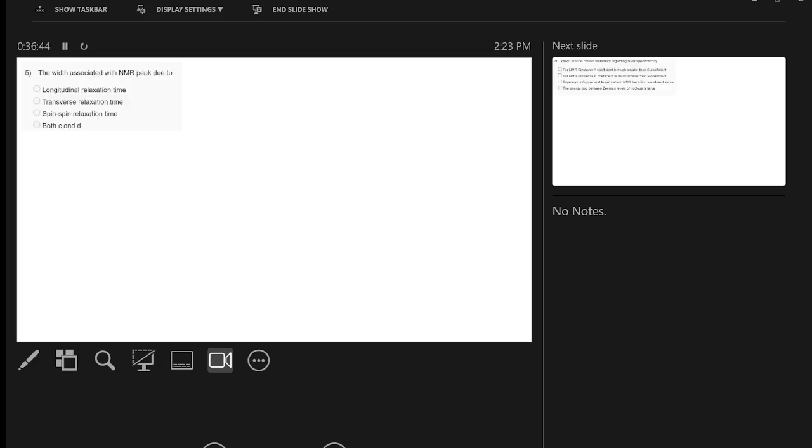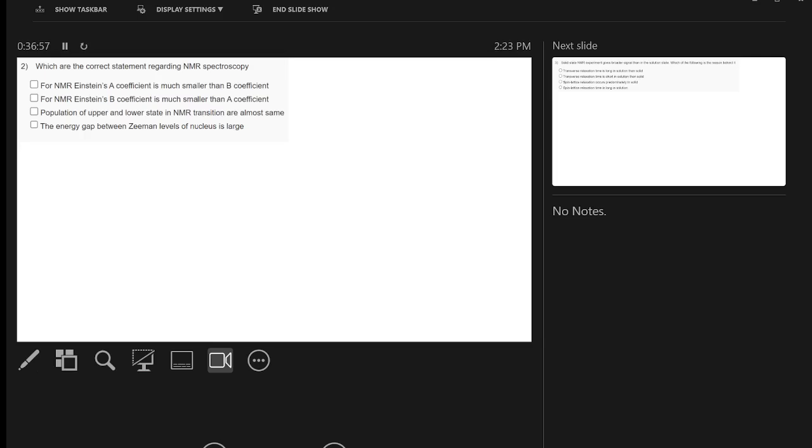Okay, so coming to the next question, the width associated with an NMR peak is spin relaxation or transverse relaxation, both are the same. So B and C will be the correct options.